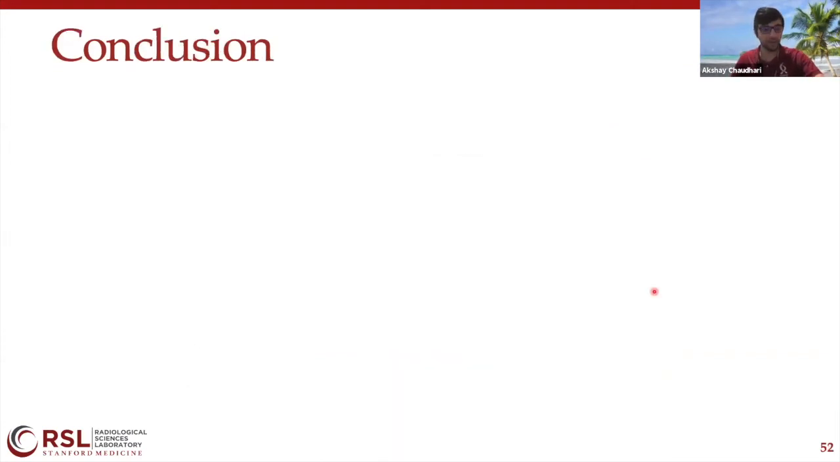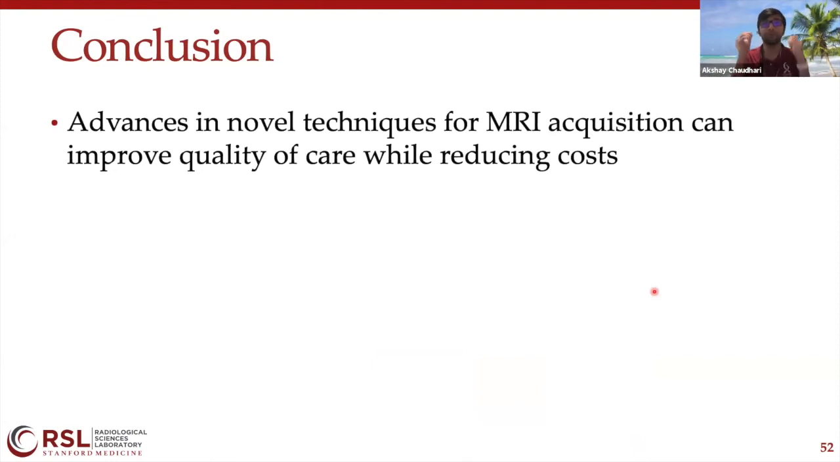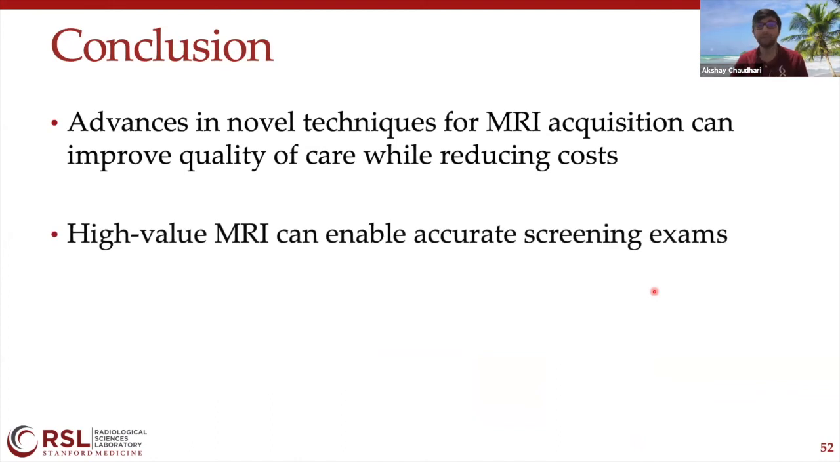So maybe just wrapping up and as a conclusion, hopefully through this talk, I've shown you that using advances in coming up with new MRI techniques can really improve the quality of care that patients receive while simultaneously being able to reduce the costs and really leading towards high value care. Some of these high value MR examinations can really enable these screening exams from a wide perspective. And I think this really makes sense from a precision health perspective, because if we can really study the earliest manifestations of disease, hopefully we don't have to wait till it becomes too bad and before spending too many resources trying to treat it.